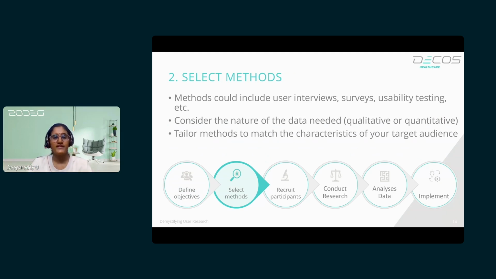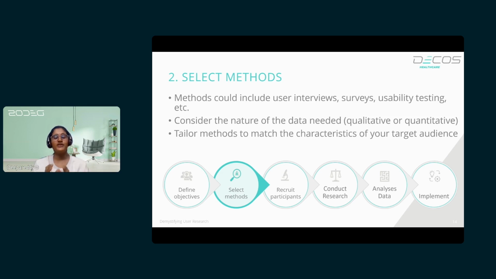The choice of methods here can be user interviews, surveys, usability testing. It should all be driven by the nature of data that we are looking for, whether we are looking for qualitative data or quantitative data, and also tailored to the characteristics of the target audience. So basically what I'm trying to say is there is no one-size-fits-all approach to user research. For instance, if you need detailed feedback on user experience, interviews might be suitable, while surveys are effective for gathering broad quantitative data.